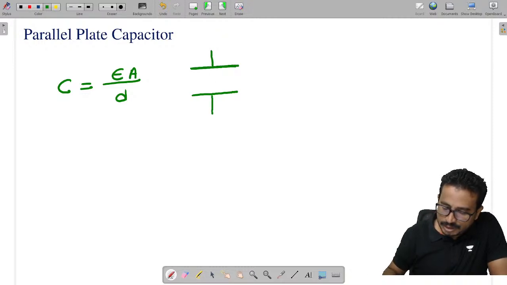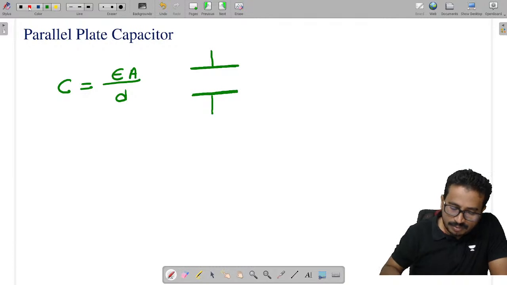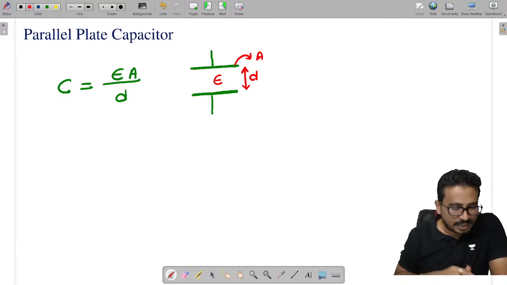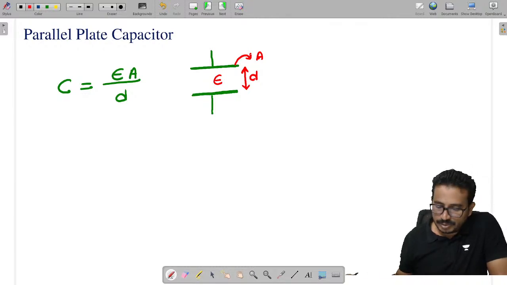Now here, epsilon is the permittivity of the medium between the plates. A is the area of cross section. And D is the distance between the two plates.